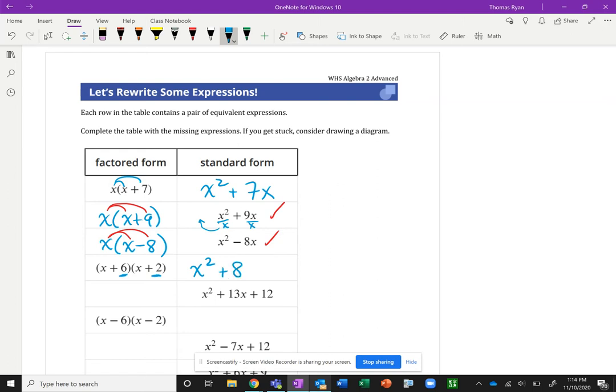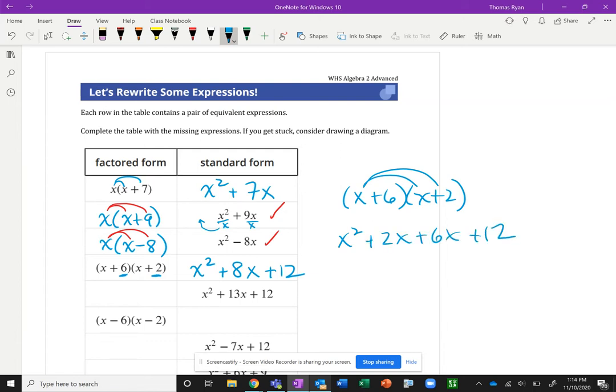So that should be an 8x. And the product, or if you multiply, should give you your c term. Now let's just make sure real quick. I'll just prove it to you guys if you don't already believe it from foiling, right? X squared plus 2x plus 6x plus 12. Sure enough, these combine to be 8x.